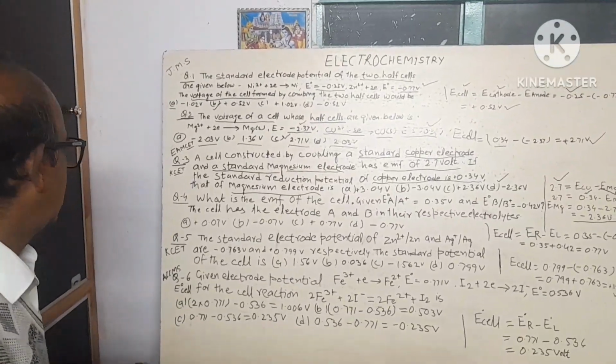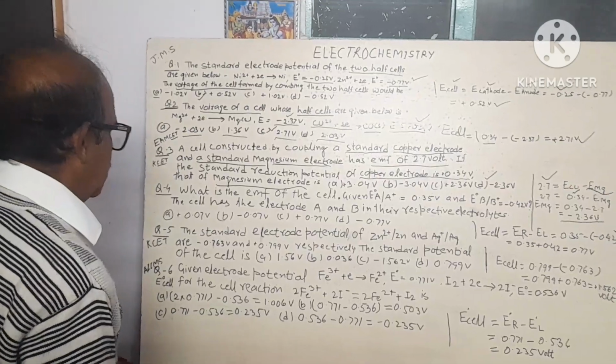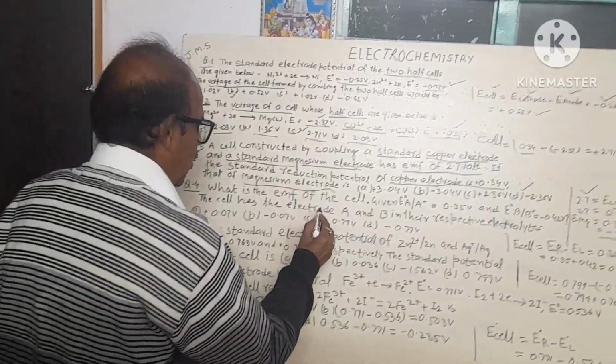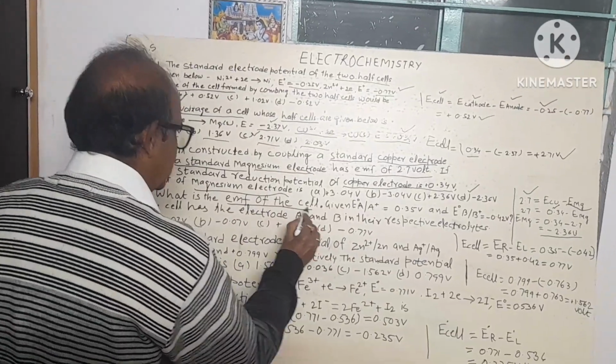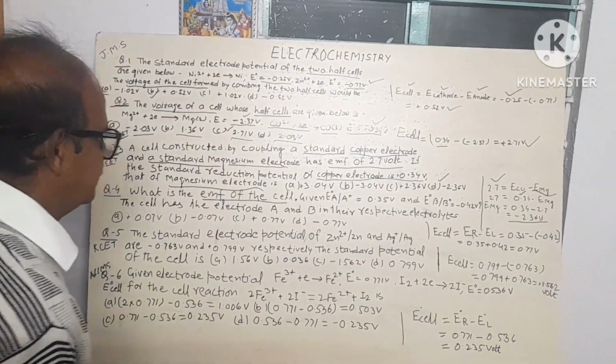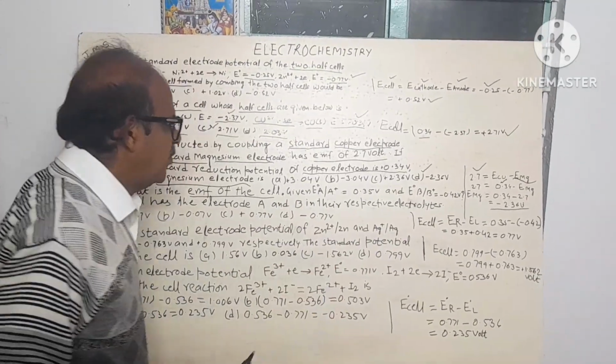Now the next question, question 4. What is the EMF of the cell? You have to calculate the EMF of the cell. It is given the electrode potential of, they have not given the name of the metal.